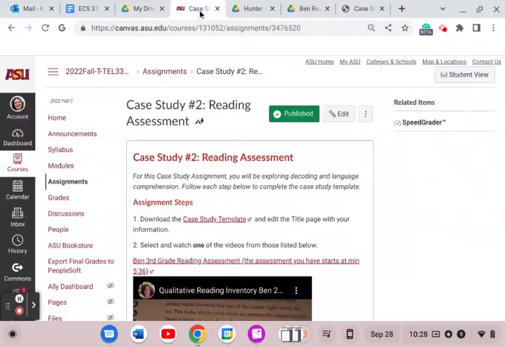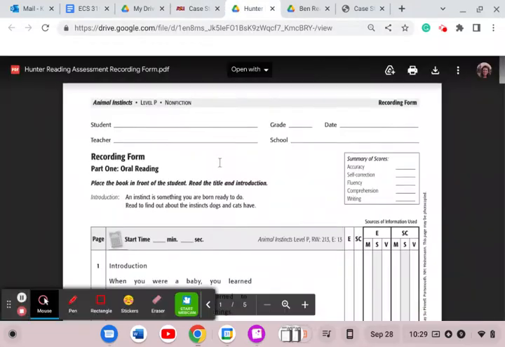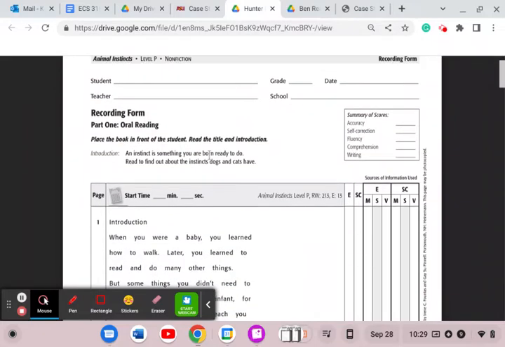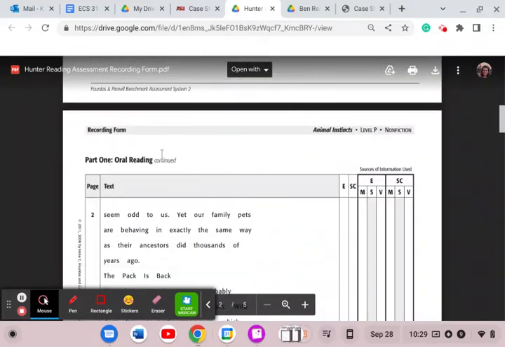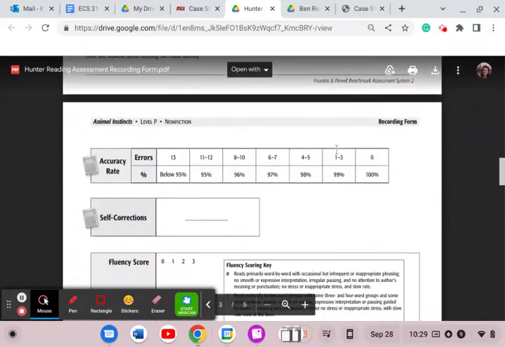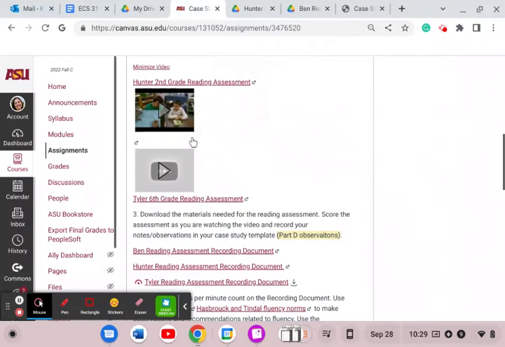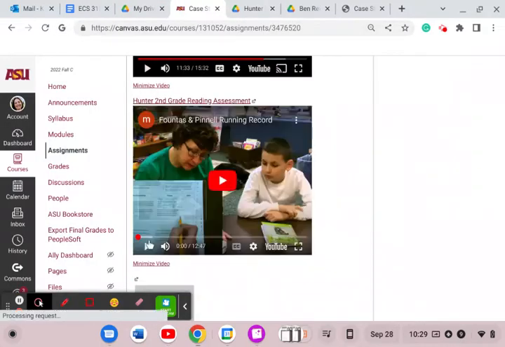You would put the name of the assessment that you used, which you would find right here. So you could even put something like Animal Instincts Level P, because it's not super clear right where the name of this exact assessment is. But this is for Hunter, and if you watch the video, I believe they say it right here, Fountas and Pinnell running record. So you could even put that.